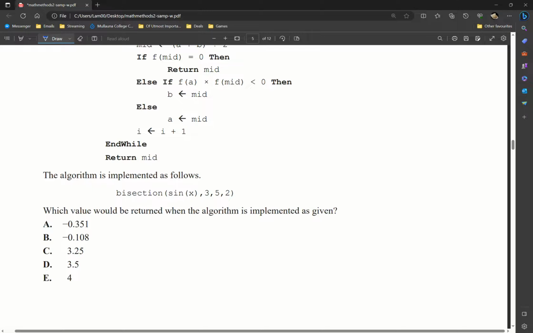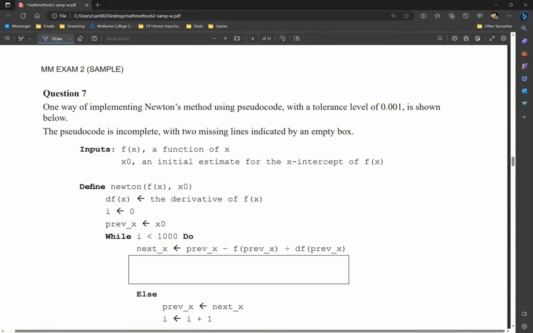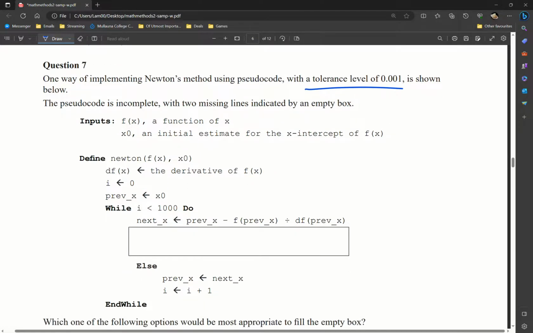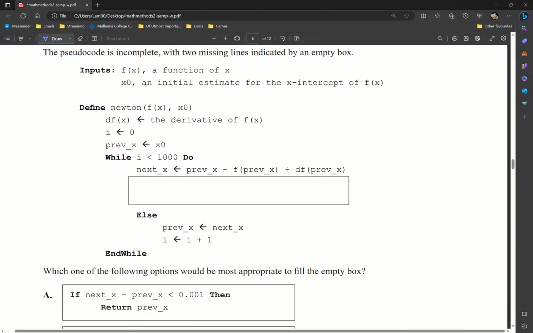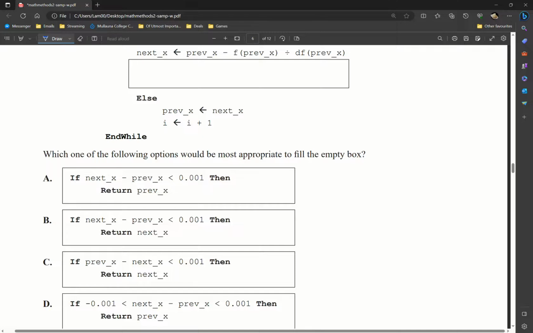Let's move on to question 7. Question 7: one way of implementing Newton's method using pseudocode, and there's a key bit of information that a lot of students would miss, with a tolerance level of 0.001. Again, the context is more important than knowing how to do the actual question in this scenario. The pseudocode is incomplete, with 2 missing lines indicated by an empty box. Okay, so we've got the inputs, where f of x is a function of x, and x0 is an initial estimate of the x-intercept. We know that. Which one of the following options would be most appropriate to fill the empty box?